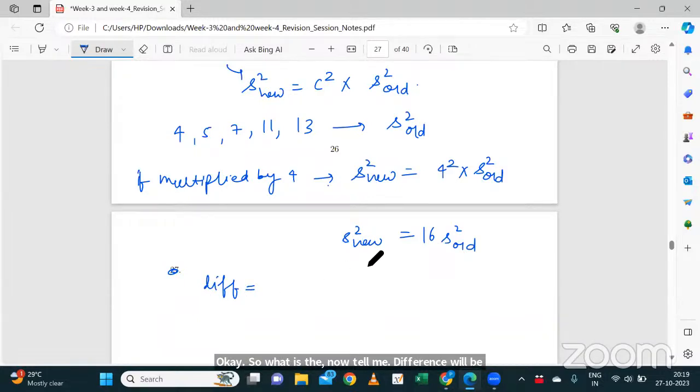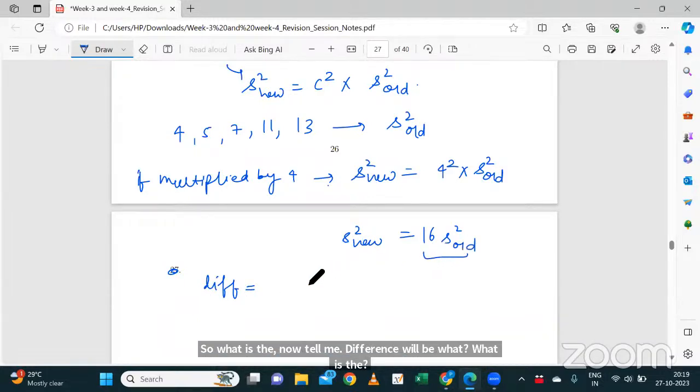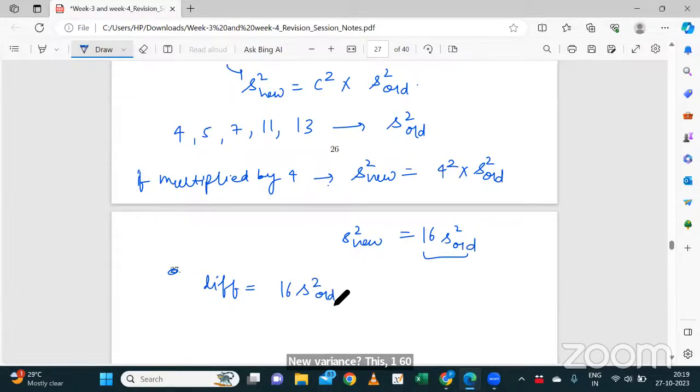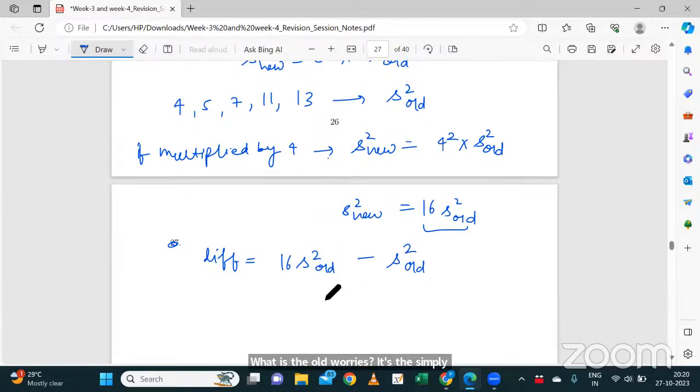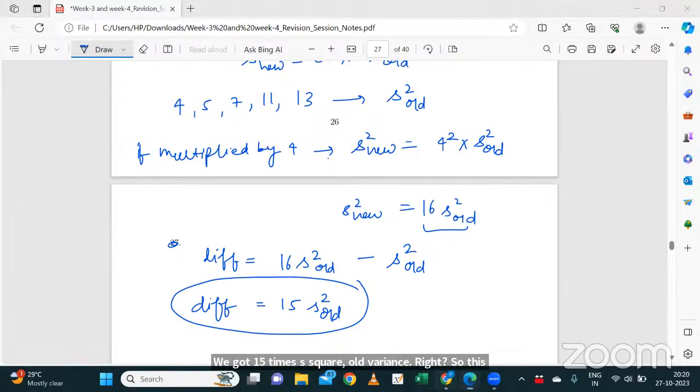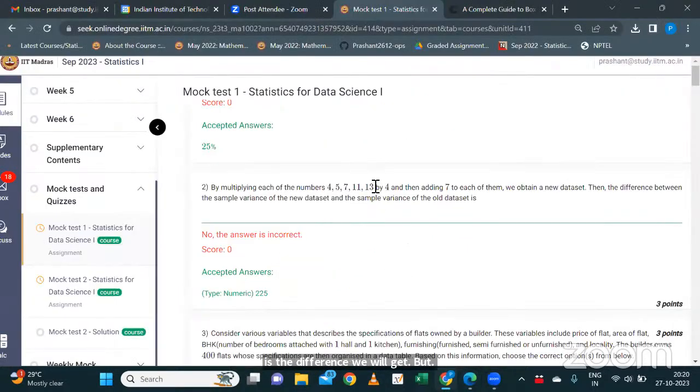What is the new variance? This one, 16 s square. What is the old variance? It's simply s square. So what we got is 15 times s square, the old variance. This is the difference we will get, but we have to find out the sample variance of this data set. Has anyone computed this?